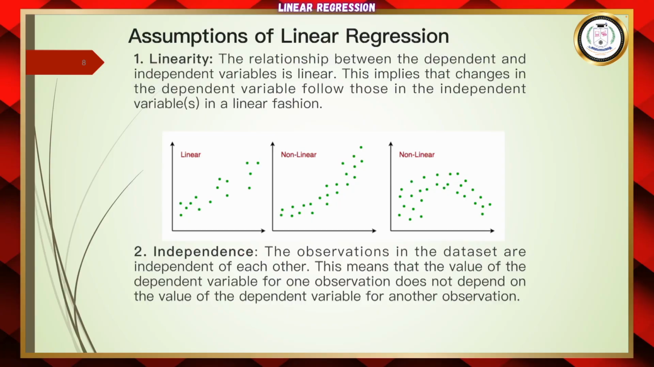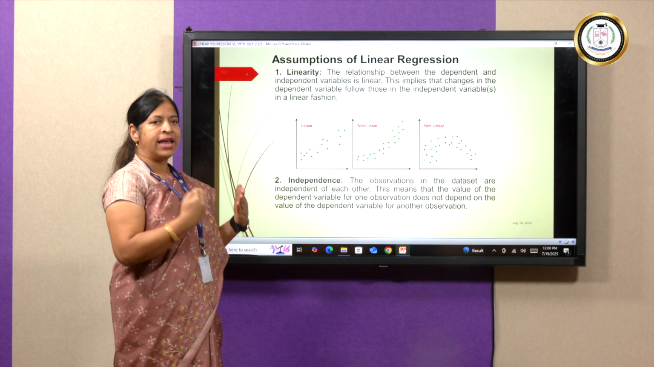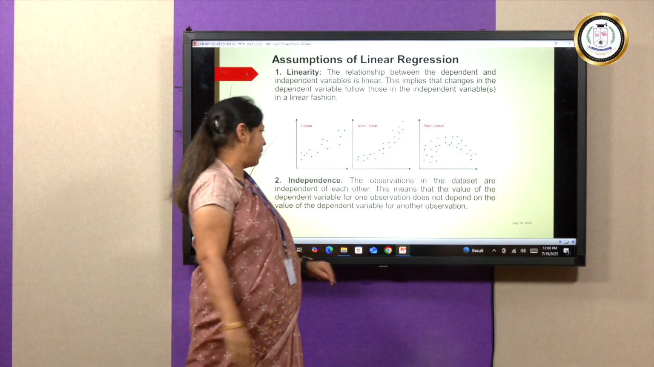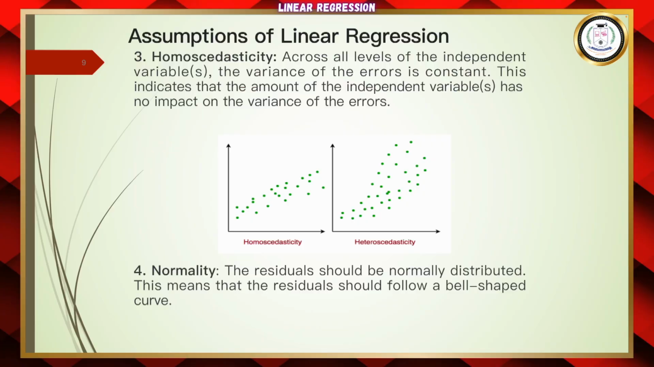The second assumption is independence. The observations in the data points are independent of each other. They are not depending on each other. All x and y values are completely independent. Homoscedasticity, that means the variance is constant over all the levels. This is another assumption we need to keep in mind.